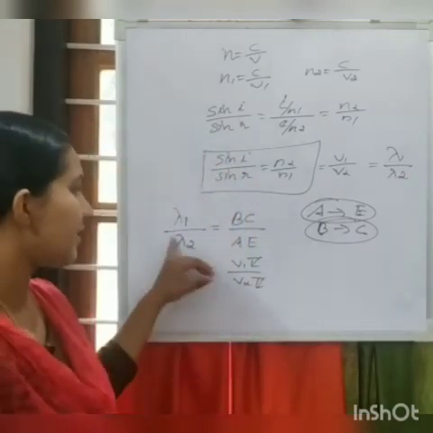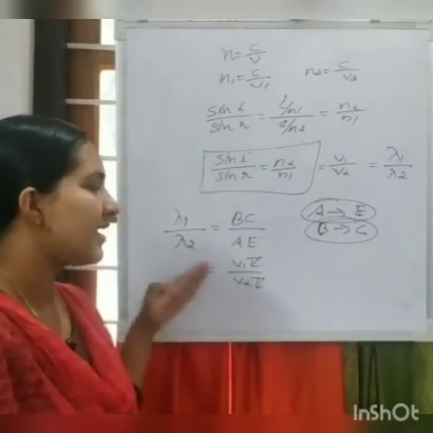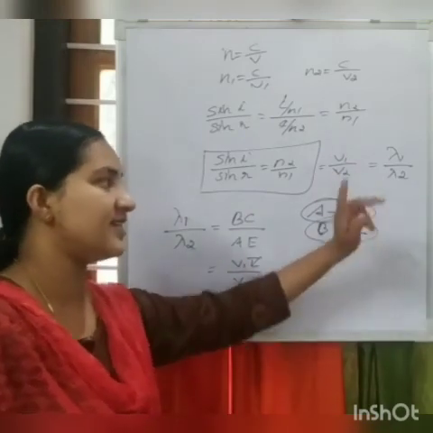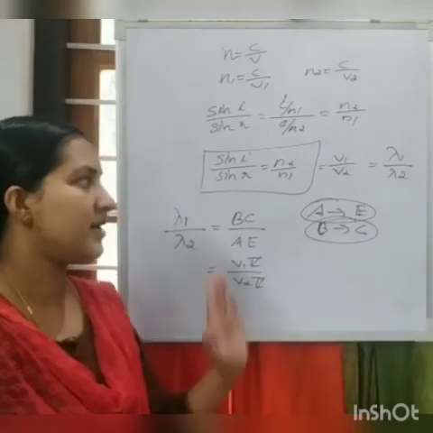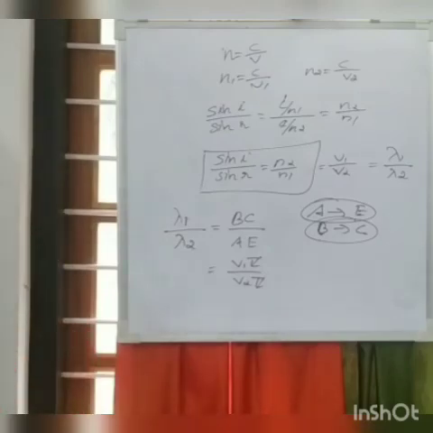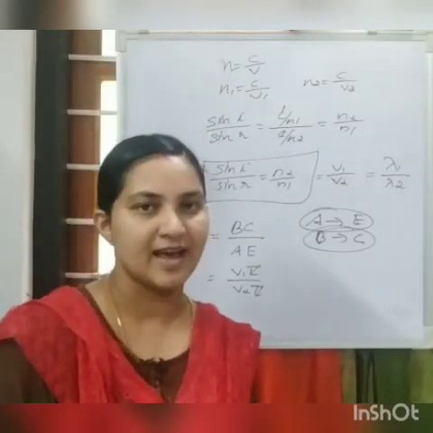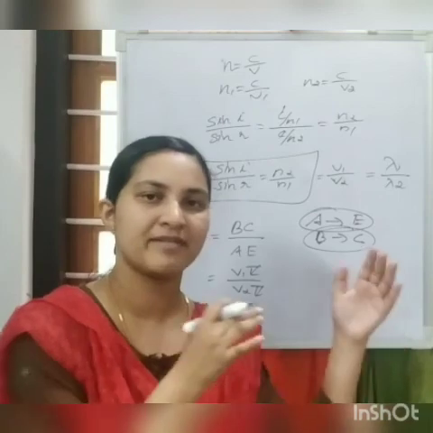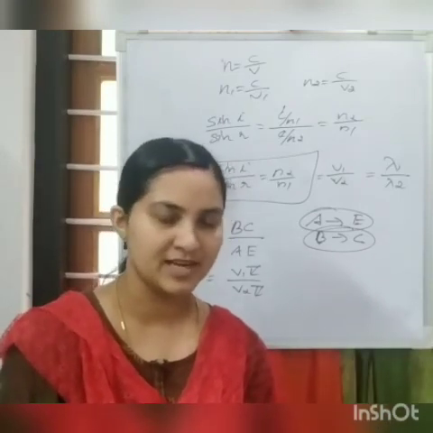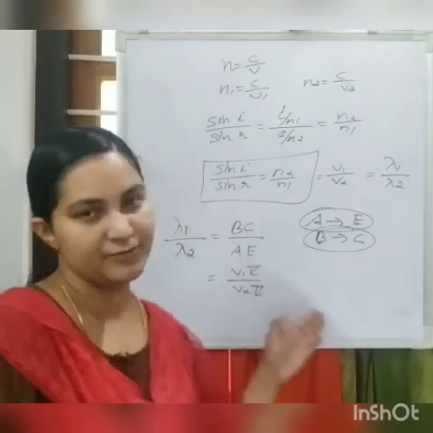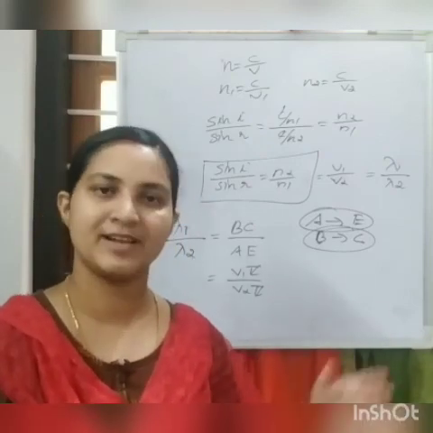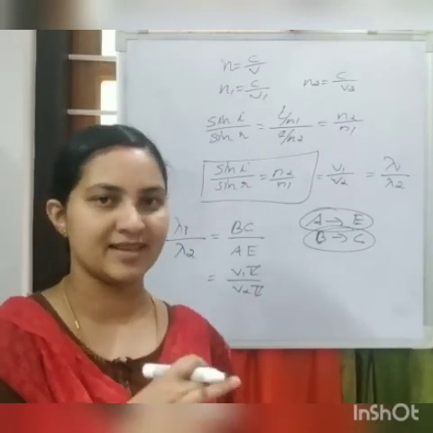Okay. From this, we get one more thing: when light is refracted from one medium to another medium, its velocity changes, its wavelength changes, but its frequency remains constant. Here we proved the condition for light refracted from a rarer medium to a denser medium. In the same way, if we proceed, we will get the same result if the light is refracted from a denser medium to a rarer medium.